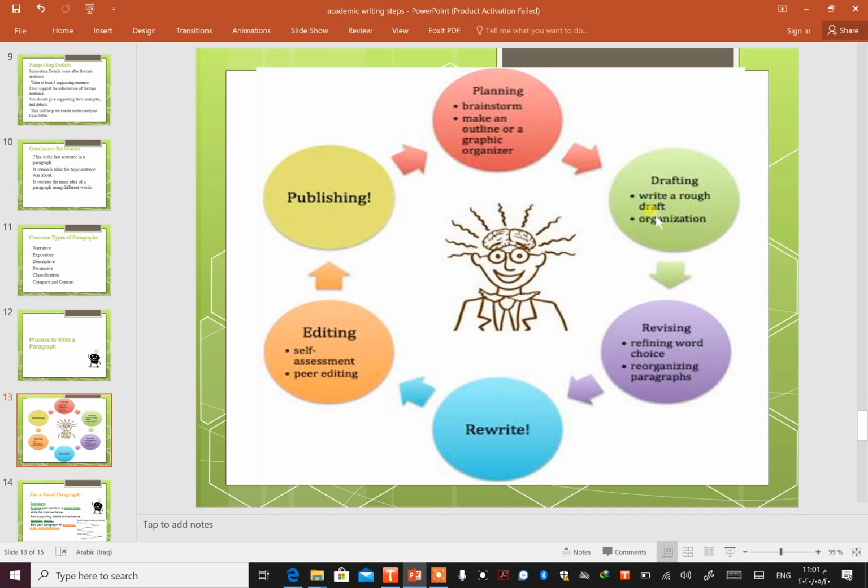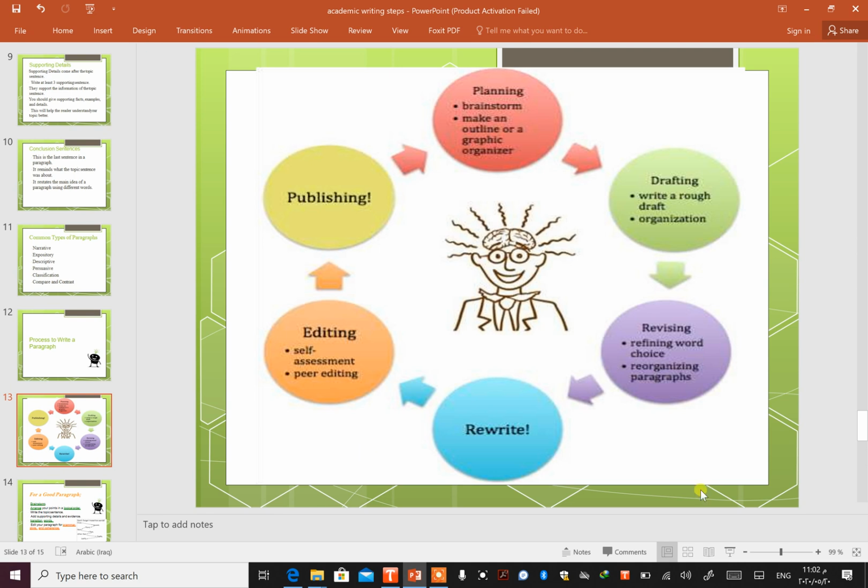And then you have to do the draft. You write the first draft. Okay, and of course you have to revise. When you revise, you're going to find some mistakes in grammar, spelling, vocabulary, and maybe you need to edit some details, and after that you have to rewrite it as another draft.